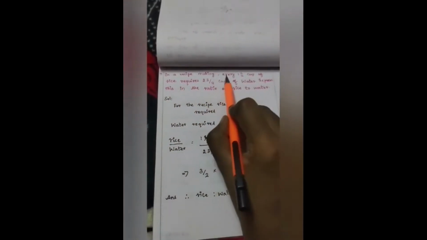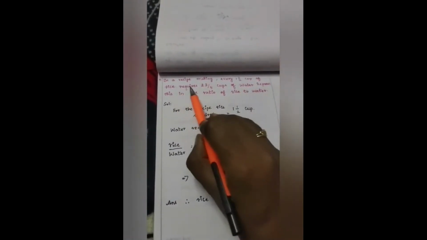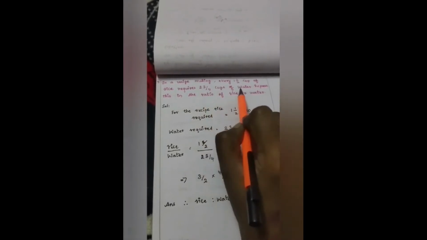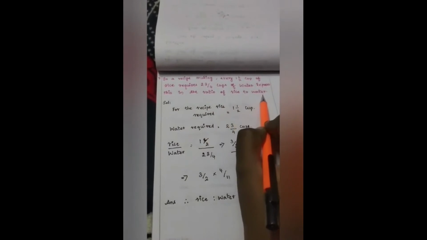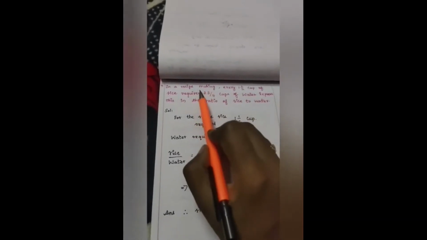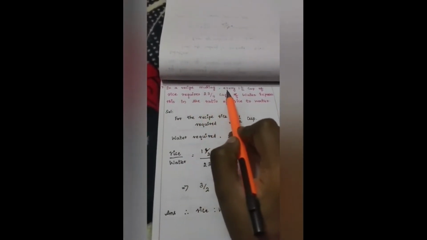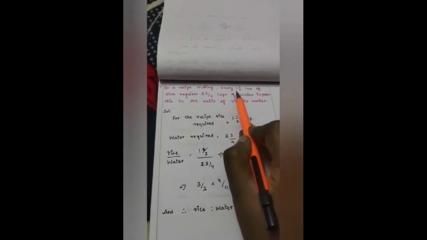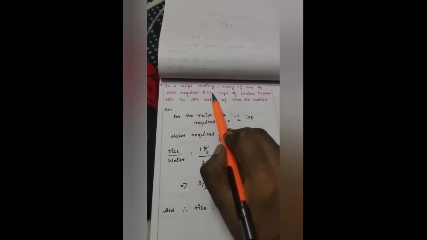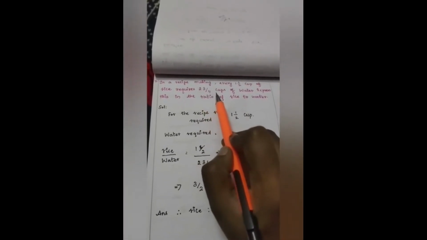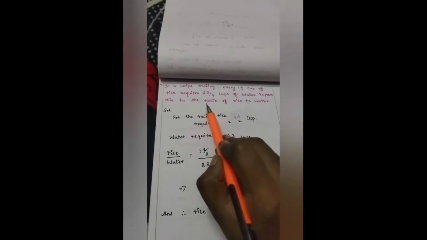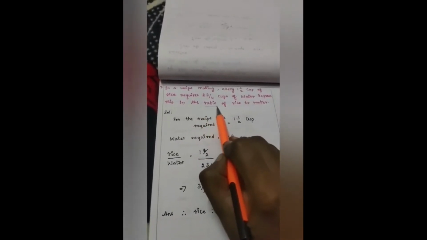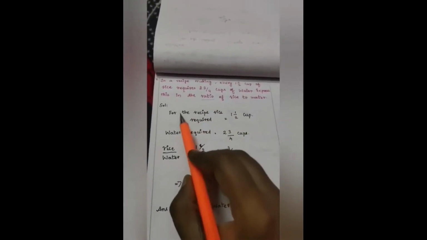Question number 7. In a recipe making, every 1.5 cup of rice requires 2 3 by 4 cups of water. Express this in the ratio of rice to water. See, what they have given here is the quantity of water as well as rice required for recipe making. Now we have to find the rice to water level and express them in ratio form. Okay, let's see the solution.